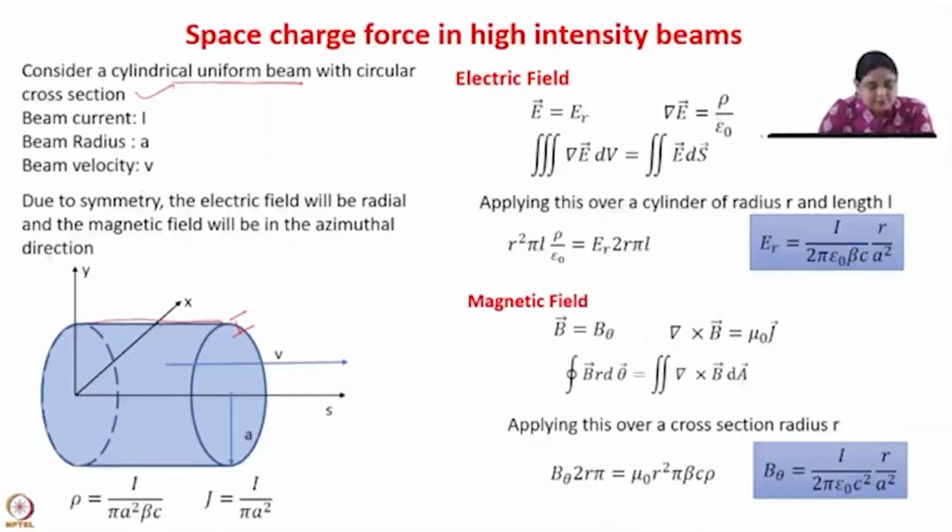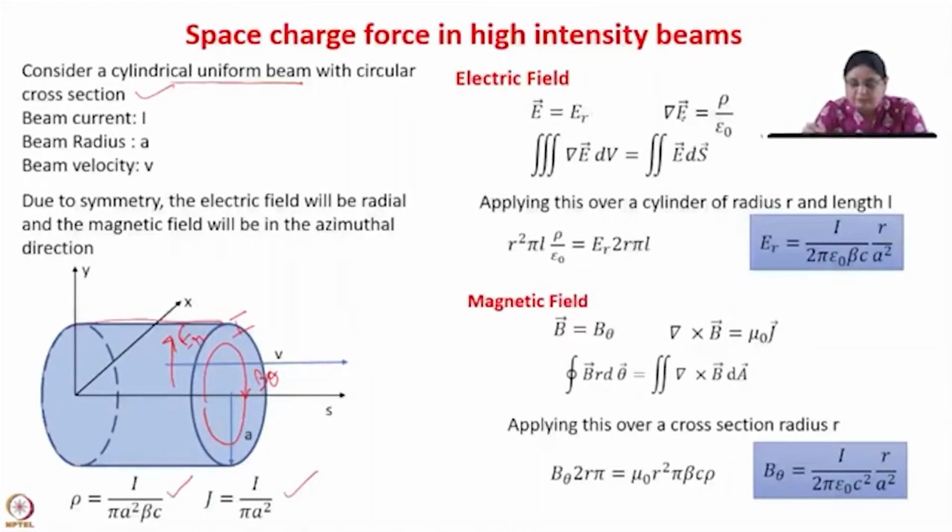So due to symmetry, the electric field here will be in the radial direction. So we will have an electric field which is in the radial direction and a magnetic field which is in the azimuthal direction. So there will be only two components of electric field and magnetic field. Here rho is the charge density and J is the current density. So the radial component of electric field can be calculated.